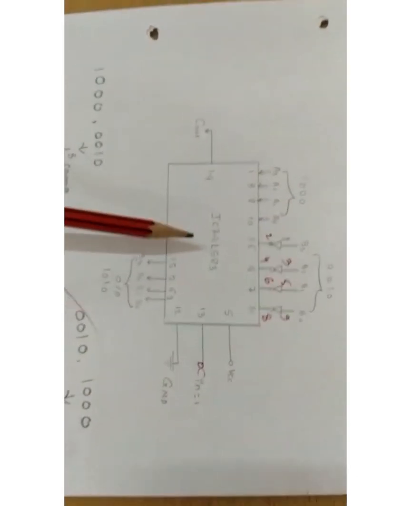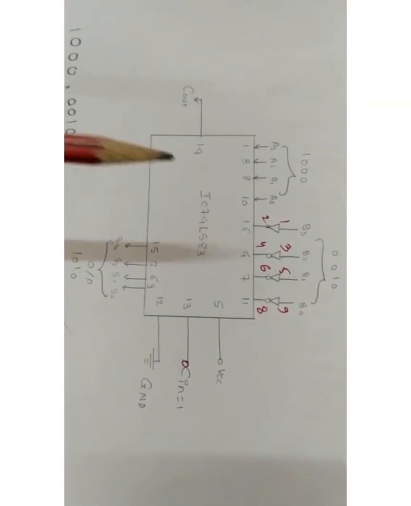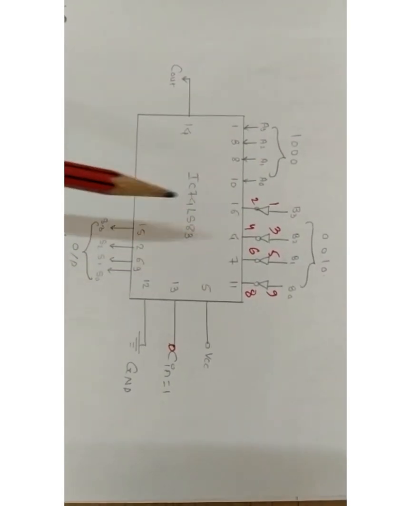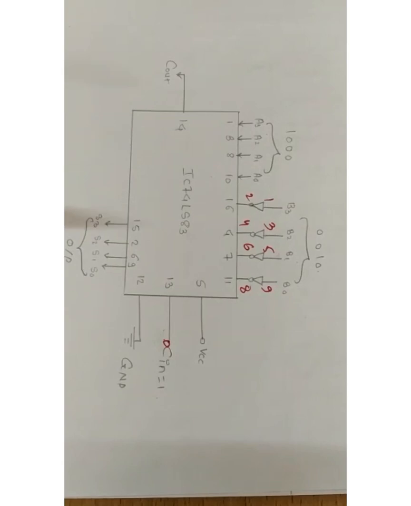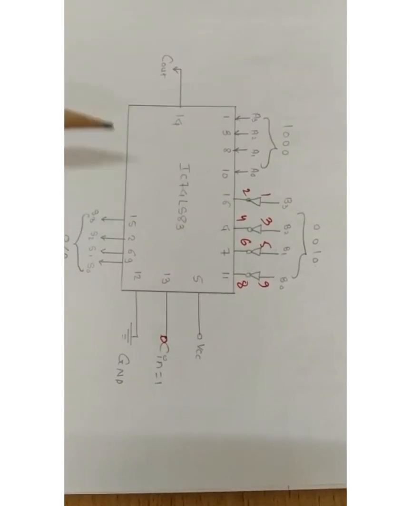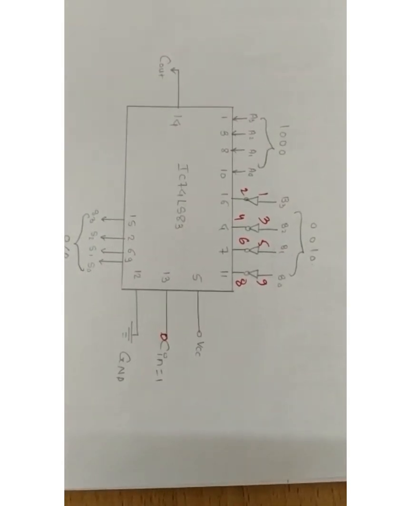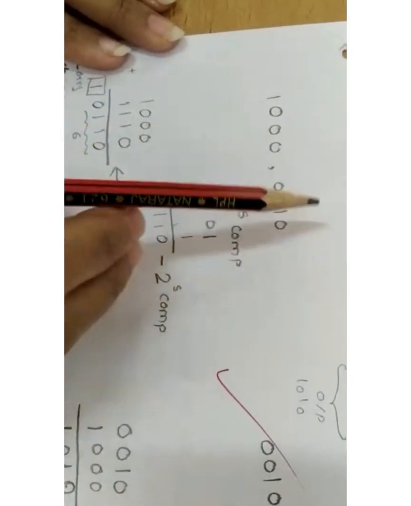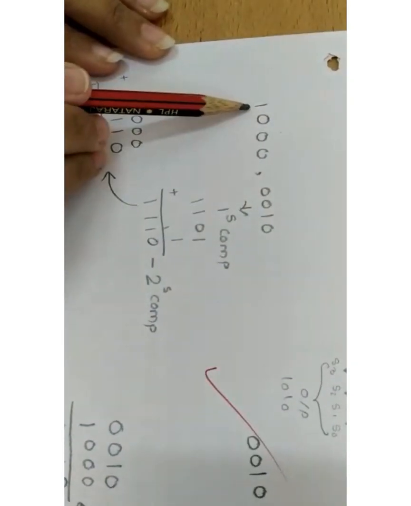Okay, so the next part of this experiment is to design and implement a 4-bit binary subtractor using the 74LS83. By using the same IC, we are doing subtraction. We are using the 2's complement method for the subtraction. We have already seen the 2's complement method in theory, but again here I am going to explain it because it is very helpful to understand the circuit.